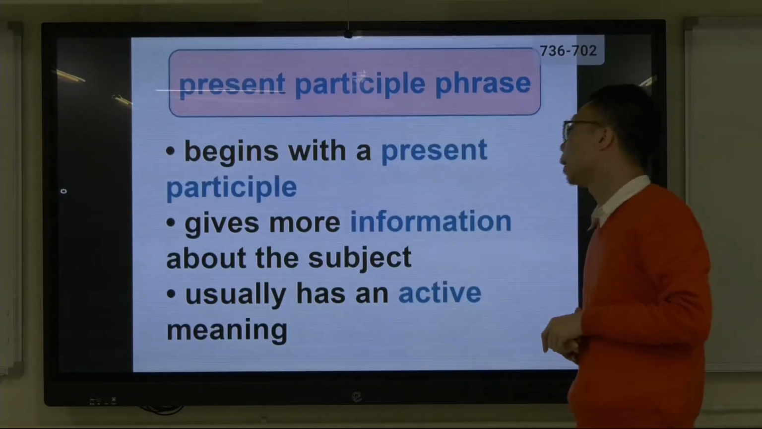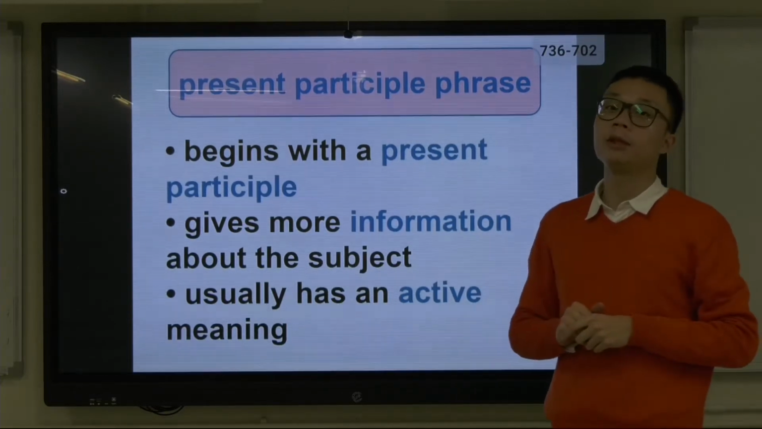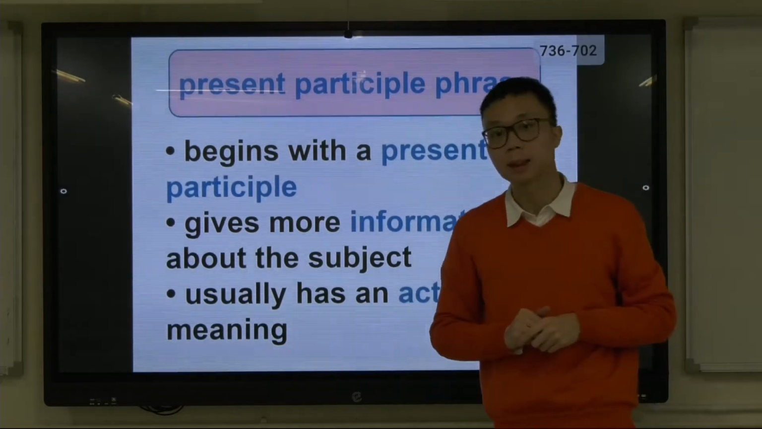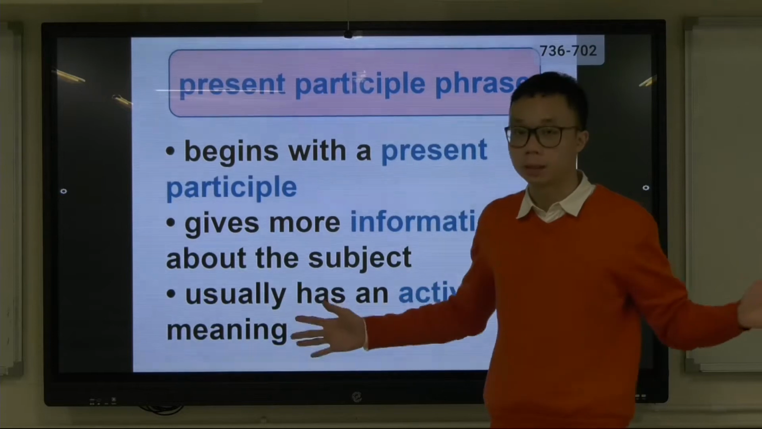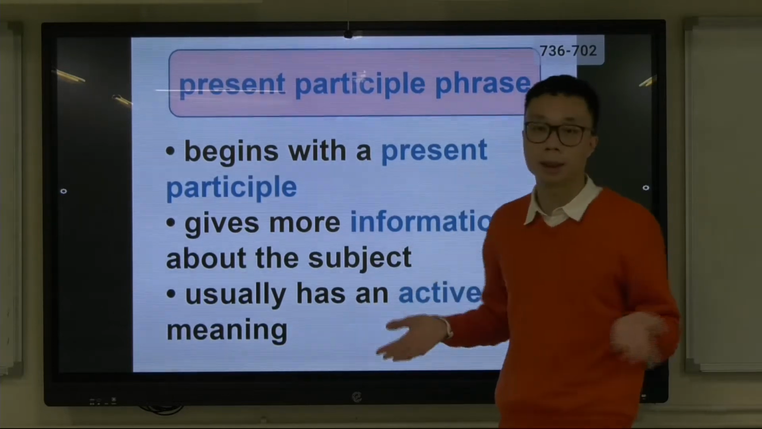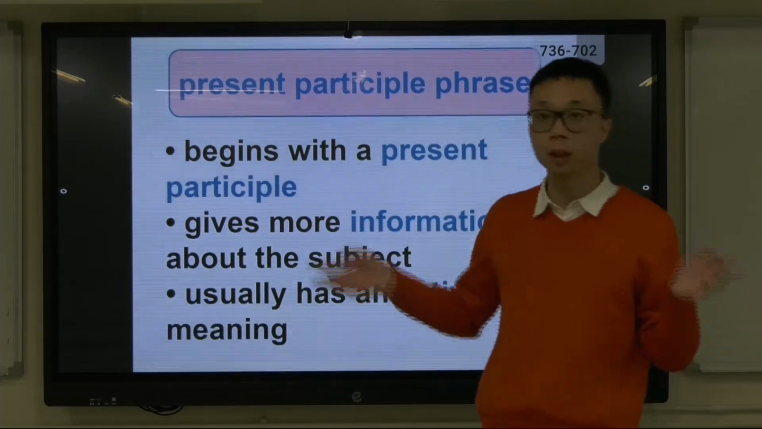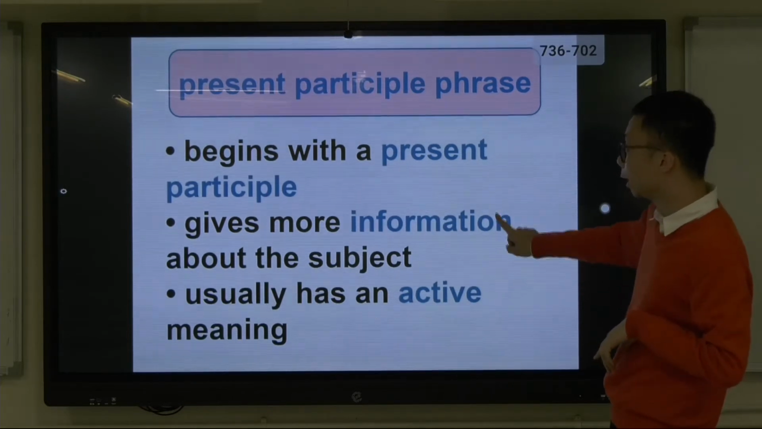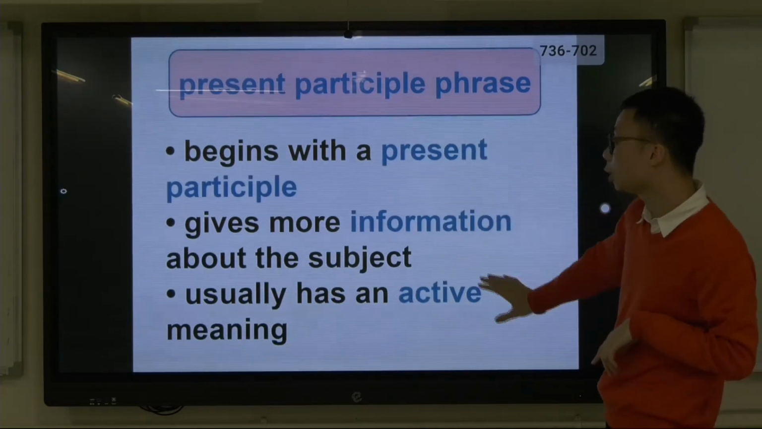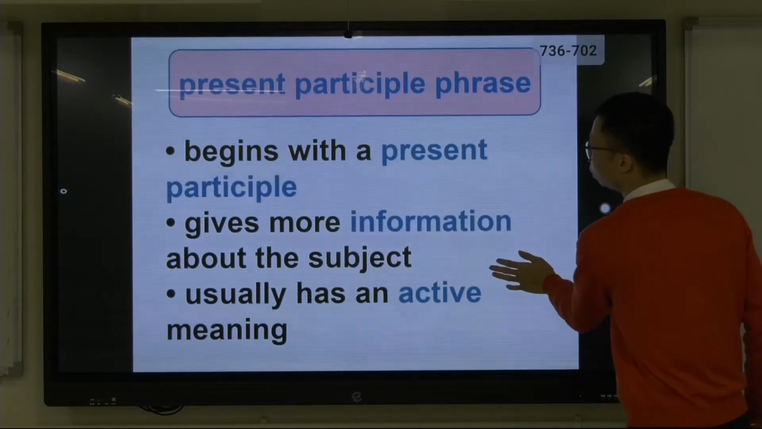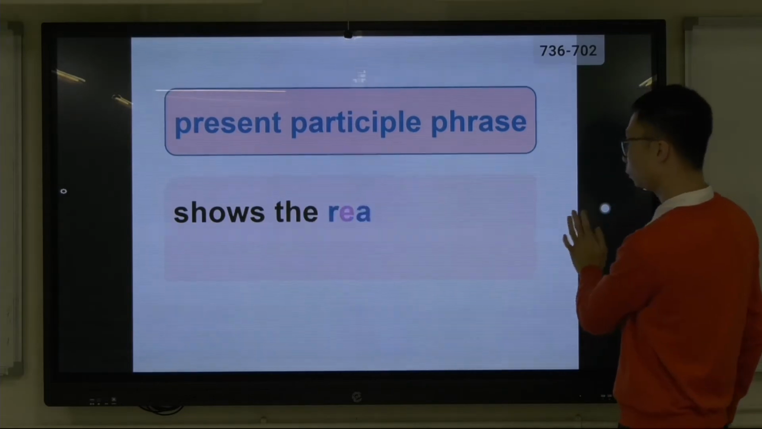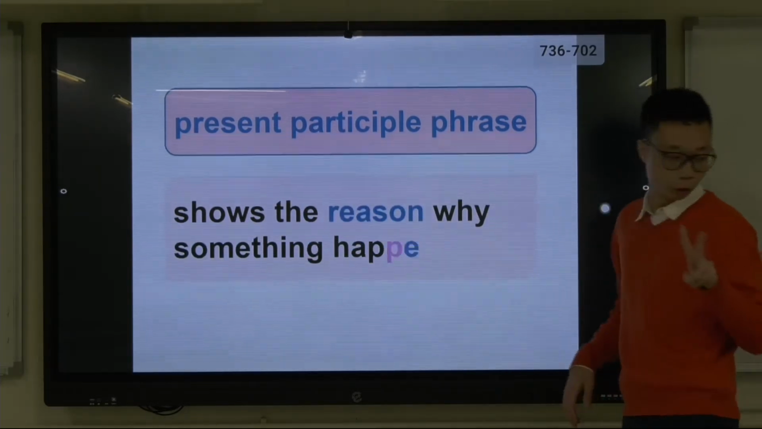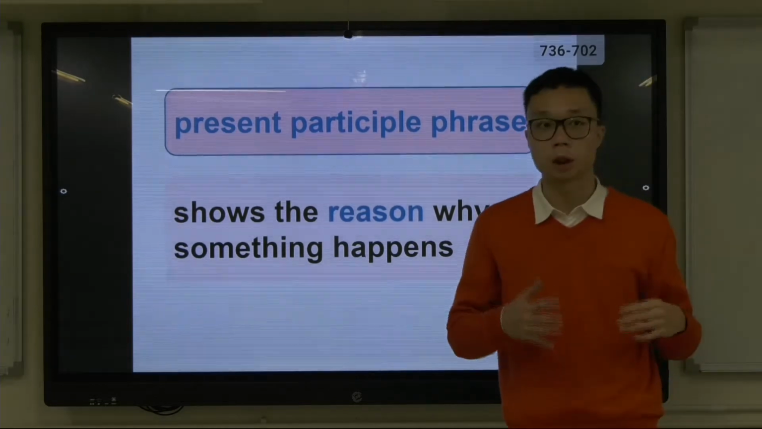And then it usually has an active meaning. Active here, when you say active, you mean in contrast to passive, 被動式. This is active, 主動. Now we know what it uses to give more information, and that it is active. Now we are going to talk more about this. That's the usage. Now we talk about why you use it.